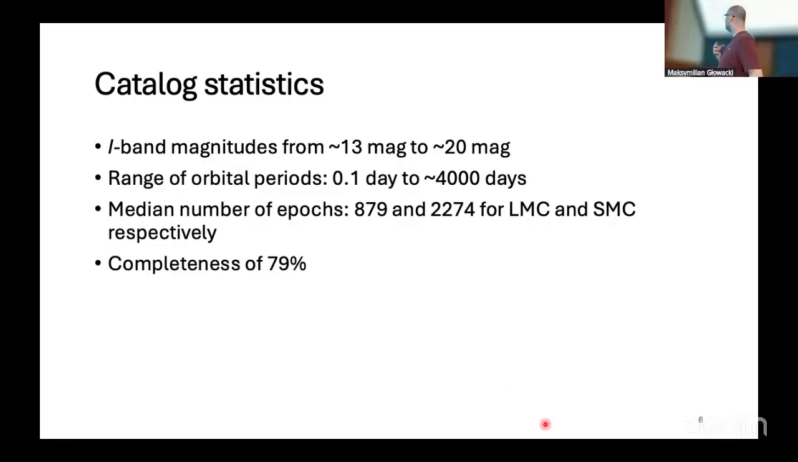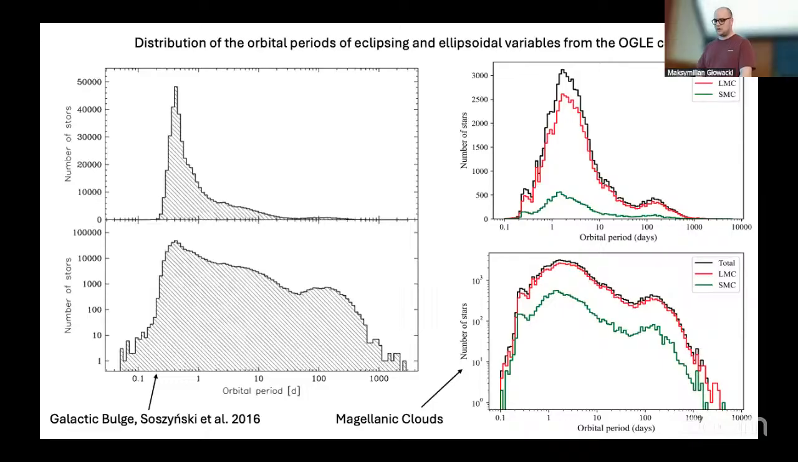So to start the most interesting part of the talk, I would like to talk about the catalog itself, and I would like to compare it to the catalog of binary systems in the galactic bulge. So here on the left, we see the distribution of the orbital periods of eclipsing and ellipsoidal variables from the galactic bulge, and on the right from the Magellanic Clouds from this work. When we first look at it, they look mostly the same. However, at closer inspection, we see some differences.